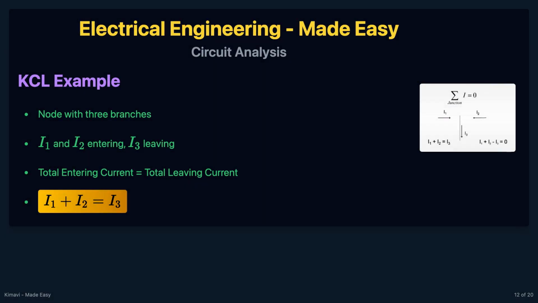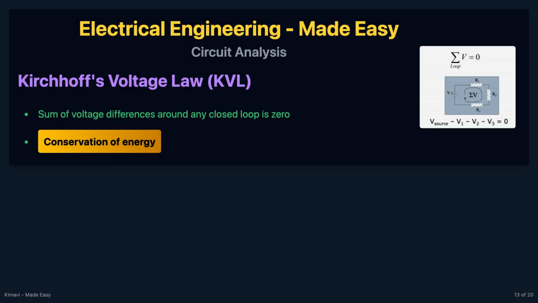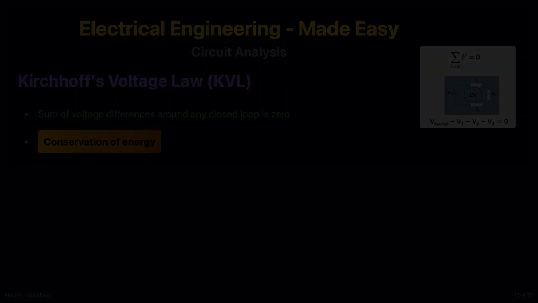Consider a node with three branches, where I1 and I2 are currents entering the node, and I3 is the current leaving the node. According to Kirchhoff's current law, I1 plus I2 equals I3. Kirchhoff's voltage law states that the sum of the electrical potential differences, or voltage, around any closed loop or mesh in a circuit is 0. This law is a consequence of the conservation of energy.